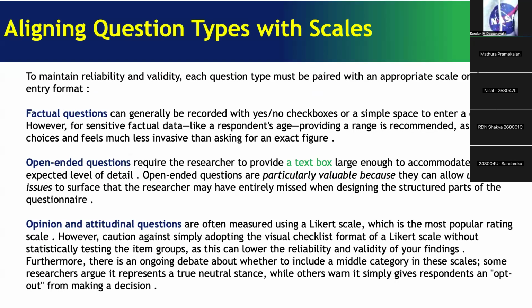So, aligning question types with scales. Remember, we talked about scales: ratio, interval, nominal, ordinal. To align the question types with the scales, factual questions can generally be recorded as dichotomous variables like yes or no, checkboxes. For sensitive facts like age, providing a range is recommended as it clarifies choices and feels much less invasive than asking for an exact figure.